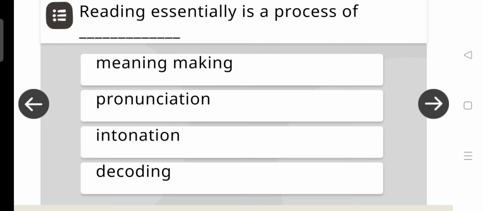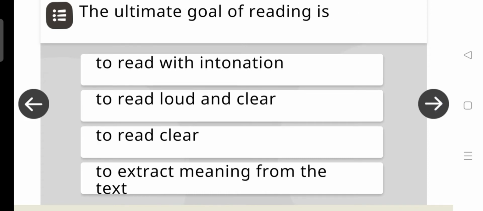Reading essentially is a process of meaning making. The ultimate goal of reading is to extract meaning from the text.